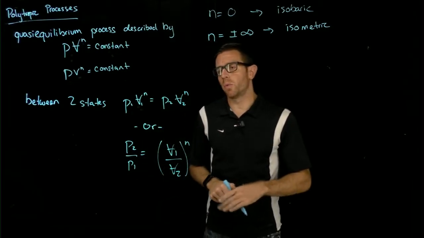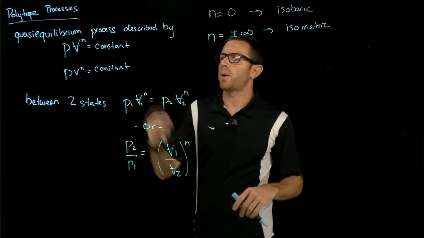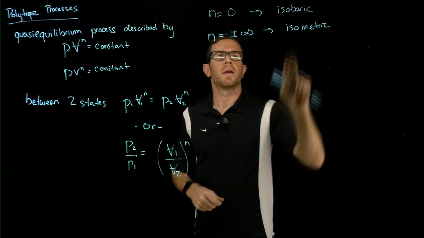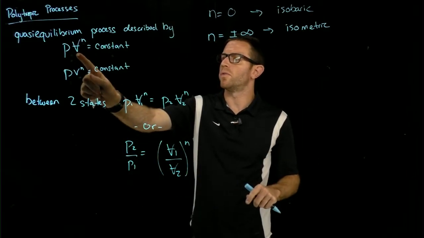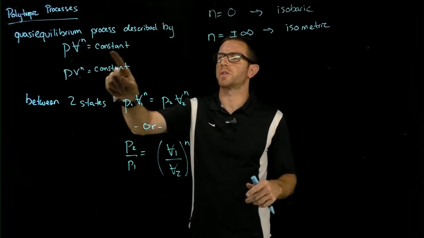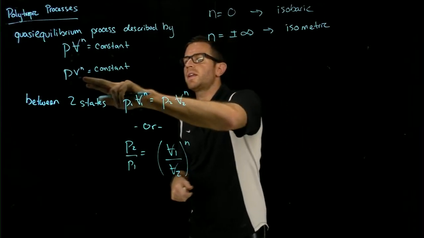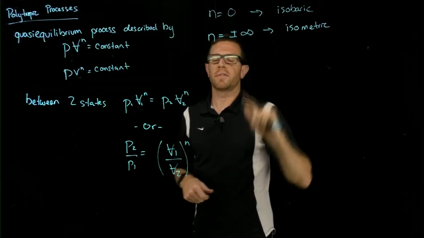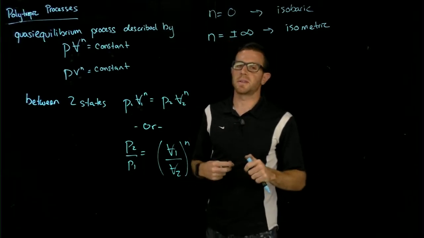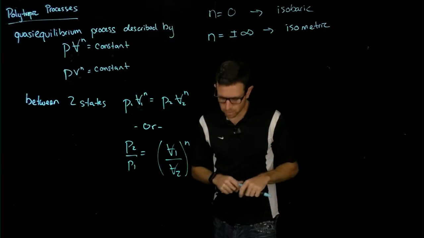Now, when this exponent n has the value of 0, the polytropic process is isobaric. So this V to the n becomes 1, and we have the pressure is constant, or isobaric. If n is equal to positive or negative infinity, then the process is said to be isometric, or one of constant volume.